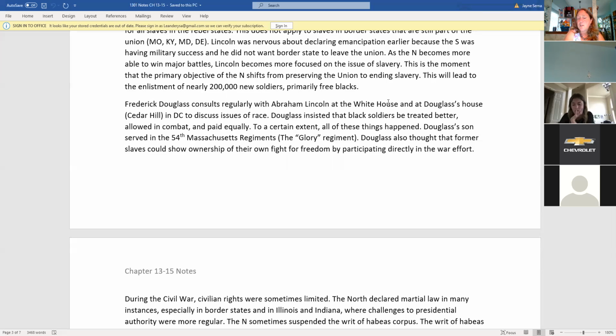All right, Lincoln and Douglass, not the Lincoln Douglas debate guy, but Frederick Douglass. We'll talk about issues of race pretty consistently. Douglass's insistence that African American soldiers be treated equally will have an impact on Lincoln, who will also insist on that. And since he's the president, that matters quite a bit. Frederick Douglass's son will fight in the 54th Massachusetts Regiment, which is the Glory movie regiment.